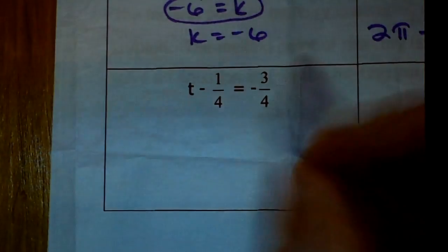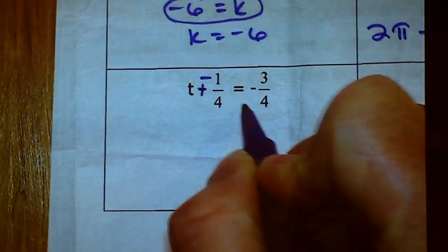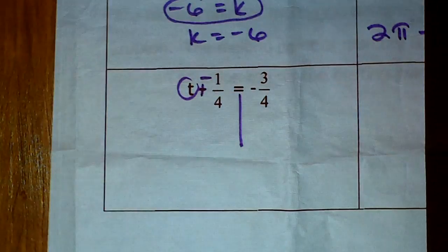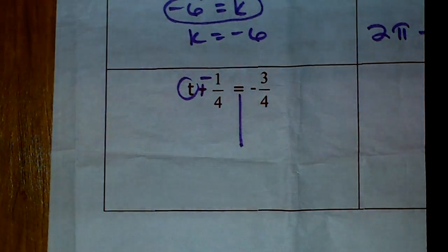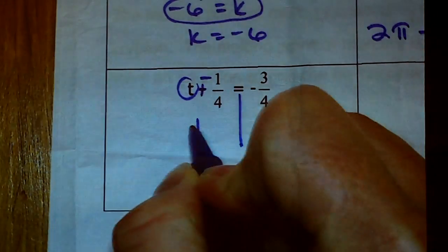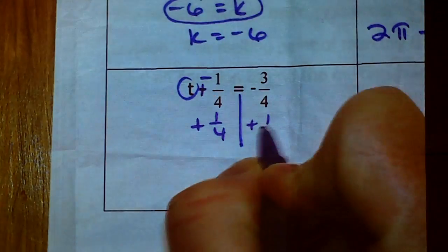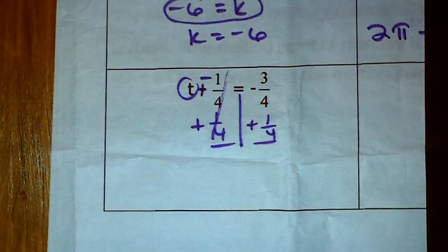Yes, everyone's favorite. So I'll add the opposite here. I want t by itself. Fractions are numbers too. We get rid of them the same way we do whole numbers. This is a negative 1/4. I'm going to add a positive 1/4 in order to cancel those out.